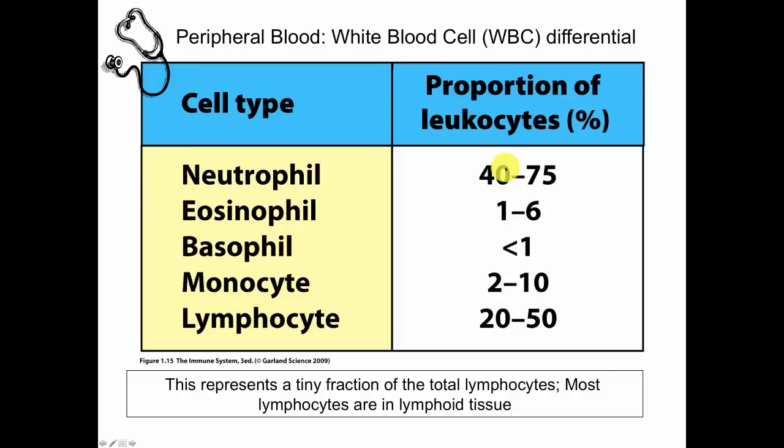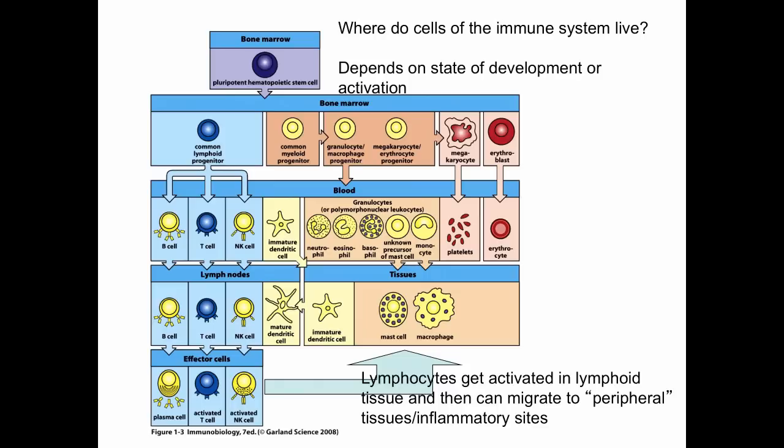And what you can see is that neutrophils represent typically the majority of white blood cells that are in blood, followed by lymphocytes, followed by monocytes, and eosinophils. But the thing that I want to emphasize here is that these cells, depending on the cell type, may represent a tiny fraction of the total white blood cells that are in the body. And this is especially true for lymphocytes. Only a tiny fraction of lymphocytes actually reside in the blood. Most lymphocytes reside in lymphoid tissue.